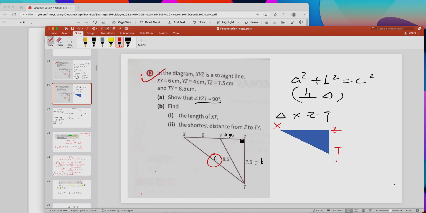X, Z, T, and label the length of XZ, which is 10. Label the length ZT as 7.5, and you're asked to find this C. Sub in A squared plus B squared equals C squared. You need to be able to spot which one is the C. The longer side is always the C, which is this one. And A and B are always next to the right angle. The A and B don't matter much. Just use your calculator and your C will be, take the positive value.